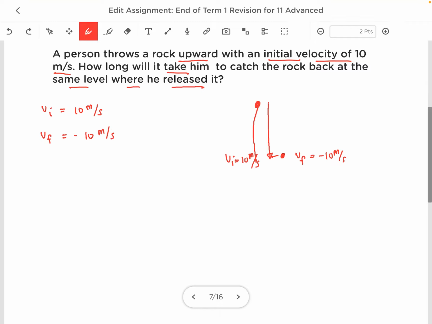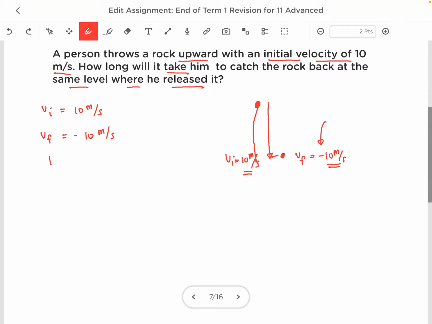So once again, if the object is released at a certain height, the velocity of the object when it goes back to that height after being thrown upward would be the same magnitude but opposite in direction. So in this case, the same magnitude, which is 10 meters per second, but the direction is going to be negative because the object is already traveling downwards.